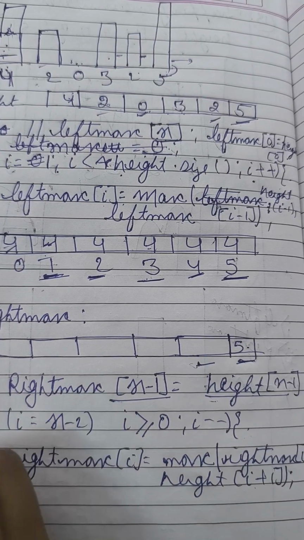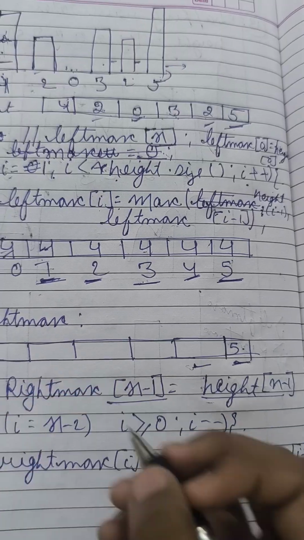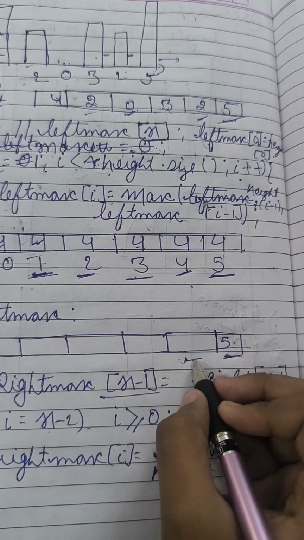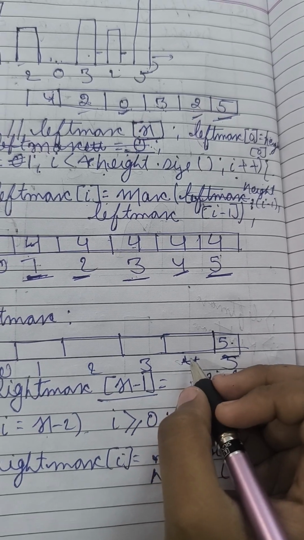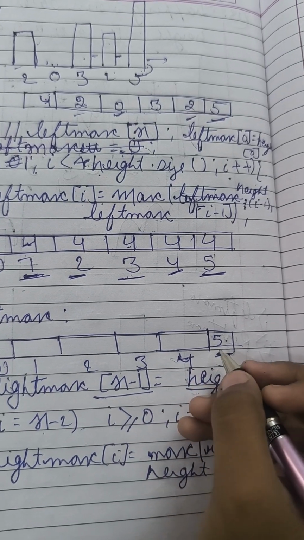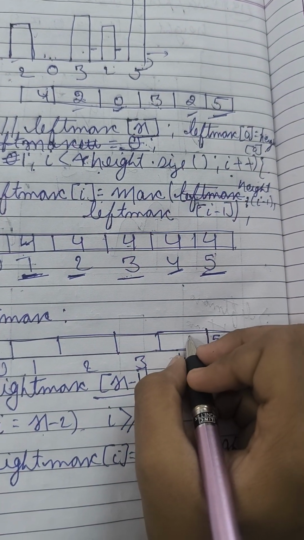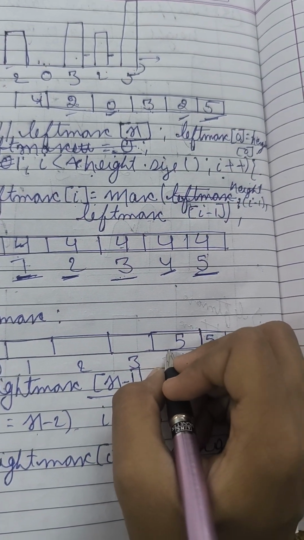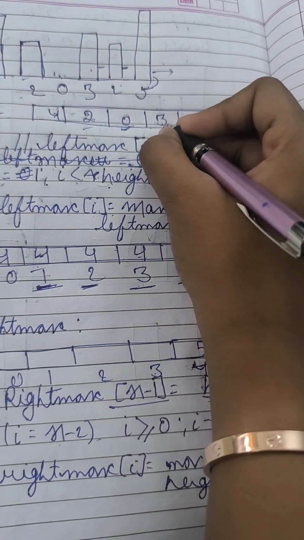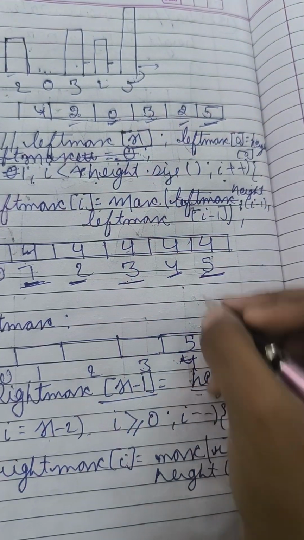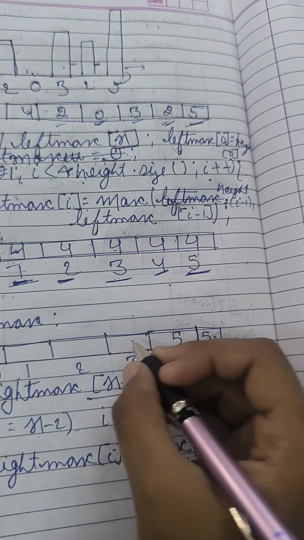What is the value of n over here? It's 6. So n equals 6. Now 6 minus 2, we will start from this element, which is 0, 1, 2, 3rd, 4th, 5th. For the 4th element, the right max of I plus 1 and height I plus 1. So for this element, the maximum is going to be 5 only, right? Now moving towards the 3rd, again we have to take the maximum of right max I plus 1 and height I plus 1. So the maximum of these two is still going to be 5 only.